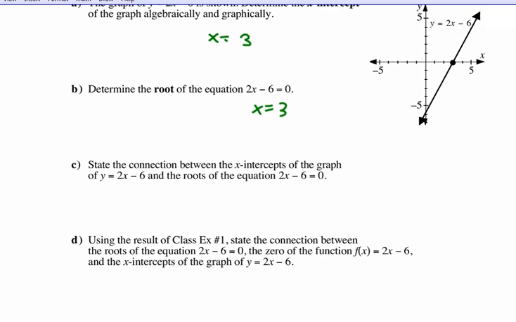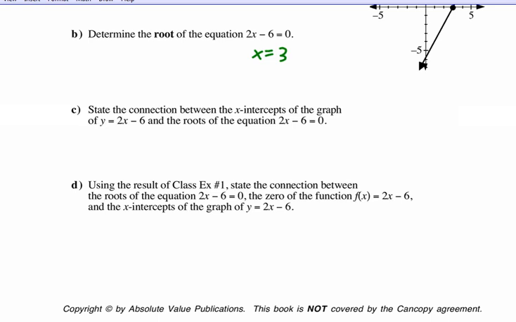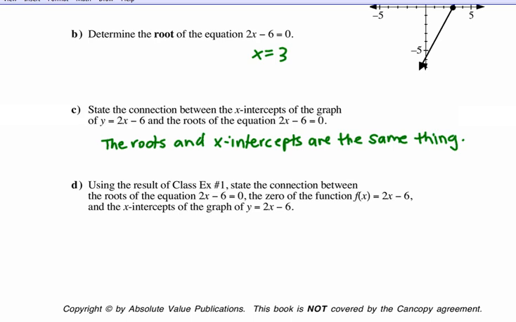Yes, I'll show you how to do that on your calculator too. Okay, state the connection between the x-intercepts of the graph of y equals 2x minus 6 and the roots of the equation 2x minus 6 equals 0. They are the same thing. So the roots and x-intercepts are the same thing. So that's something we can start. The roots and the x-intercepts are the same thing.